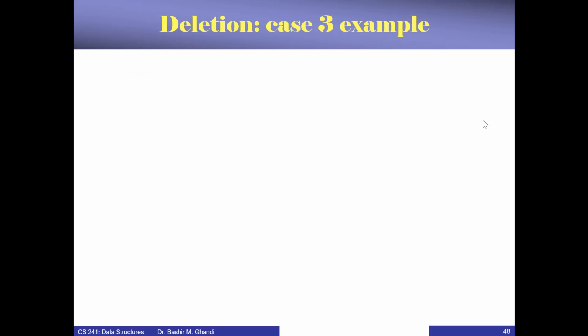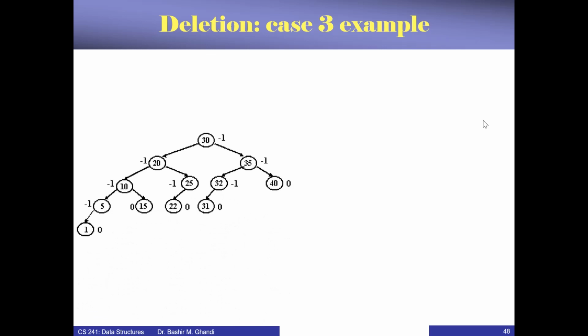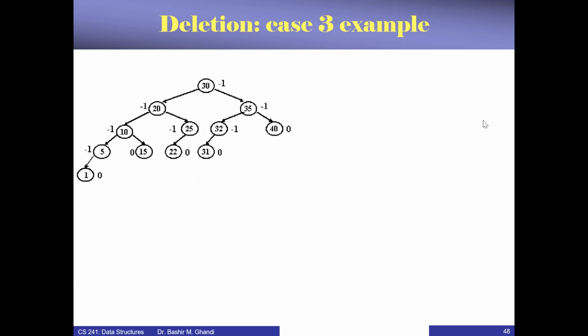Let's see case 2. All the previous cases needed just one rotation, but in this case you have to do more than one. Okay, suppose you have this tree and you need to delete 40. Deleting 40, again, remember you have to check all the ancestors of 40, which are 35 and then 30.